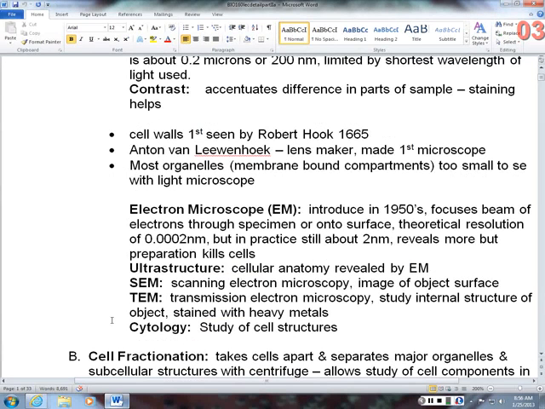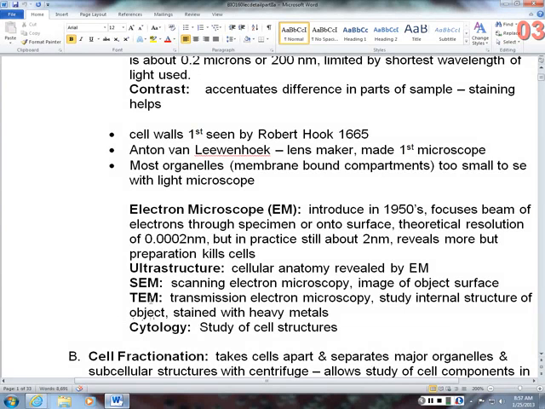Most organelles, which are the membrane compartments in the cells, are going to be too small to see with the light microscope. So when you've looked at cells, you notice you didn't see a whole lot in the middle. You get to see kind of the blob shape and a dark area in the middle and not a whole lot else. That's pretty typical with a light microscope.